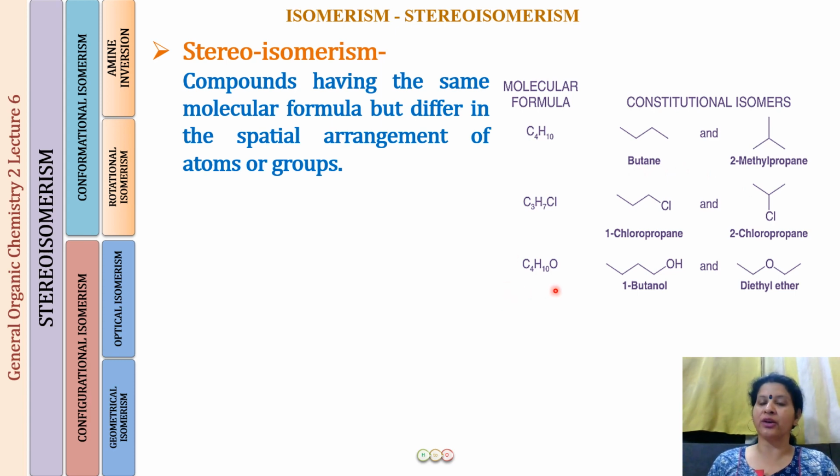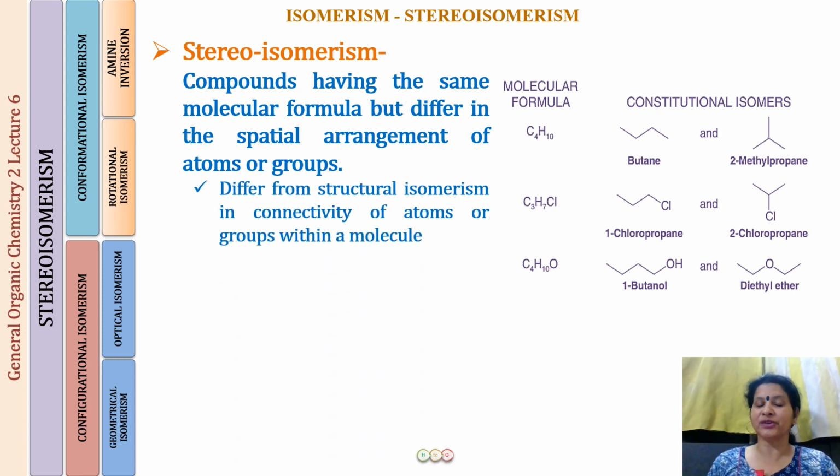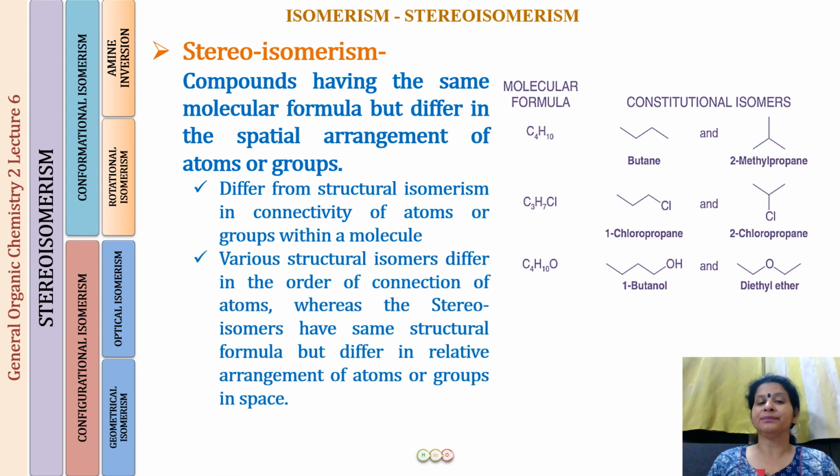Next we have C4H10O. Here we have drawn 1-butanol and diethyl ether. Here there is a difference of the functional group. So in all of these, what you can see is that structural isomerism is a difference in the connectivity of atoms or groups within a molecule. 4 atoms directly joined to one another, 3 joined in one line and the other as a substituent. So they are differing in the connectivity of atoms or groups within a molecule, and the structural isomers, therefore, are going to differ in the order of connection of atoms. There is a difference in the order of connection.